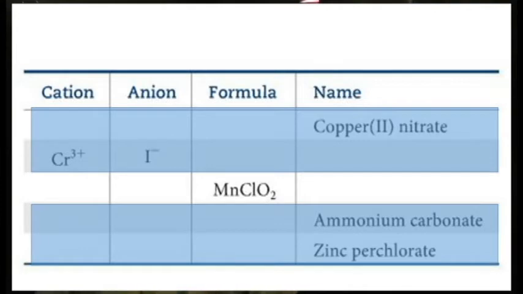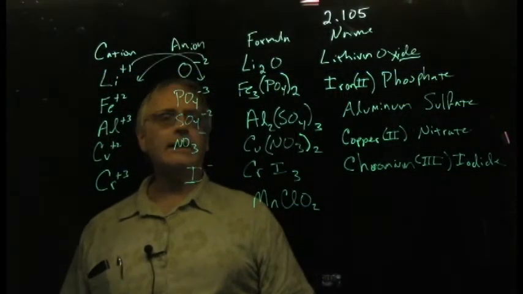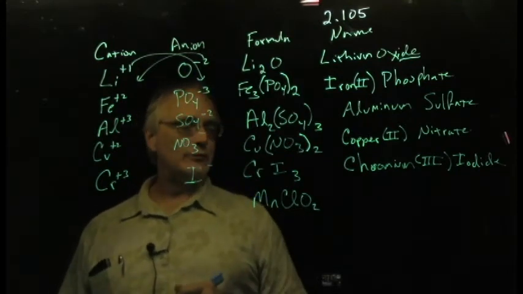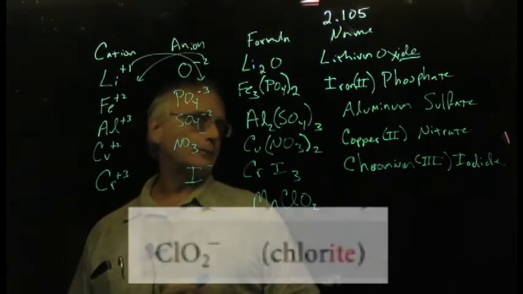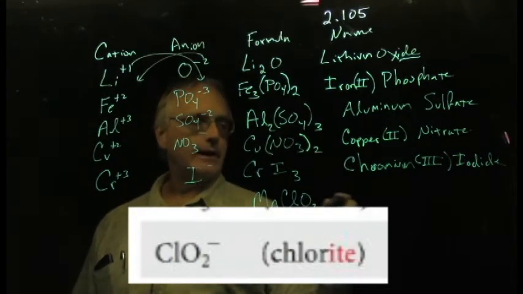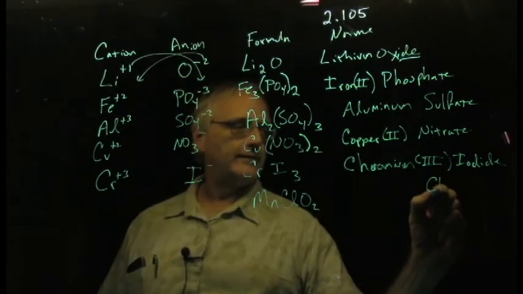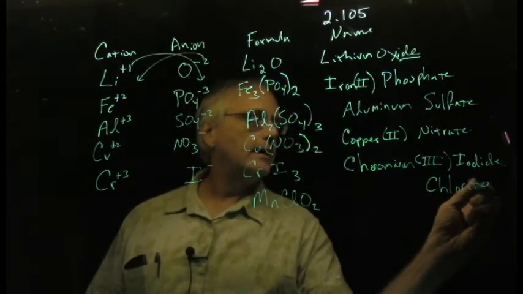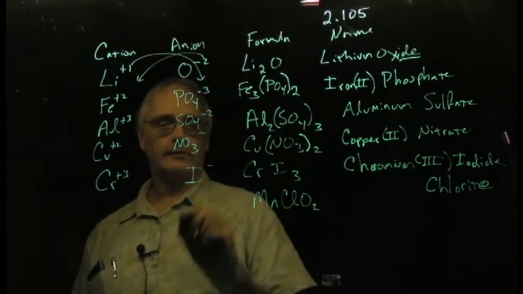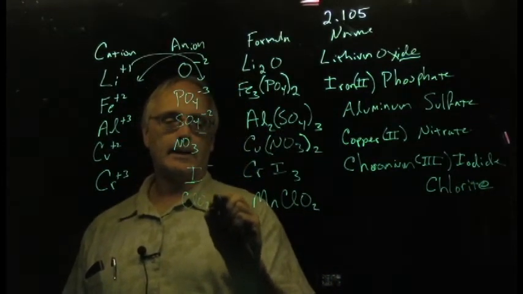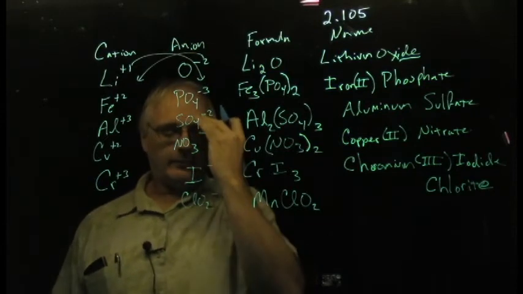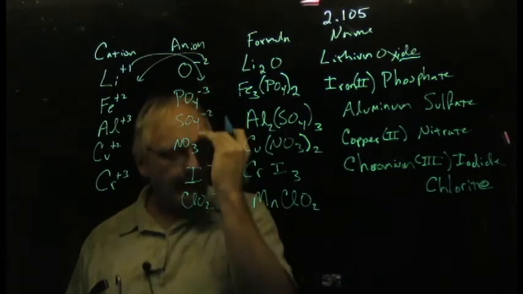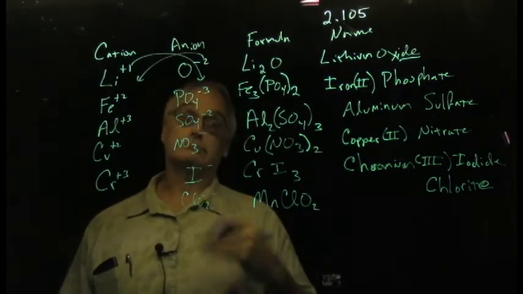ClO2. Now, this ion is not one of the more common ones here, but the text does give its name and formula. This is the chlorite ion here. And so I'm going to go ahead and just identify that. It's chlorite. Okay, polyatomic ion, ClO2 minus. So, phosphate, PO4 minus 3, sulfate, SO4 minus 2, nitrate, NO3 minus, chlorite, ClO2 minus.